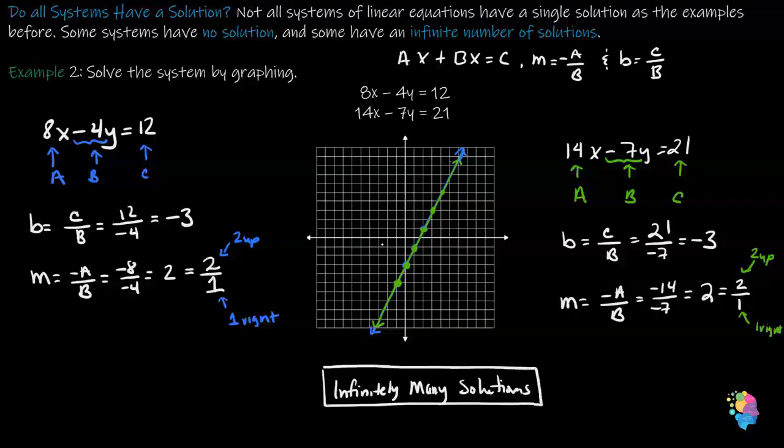Now, could we have seen that this was going to happen without graphing? Well, yes. If you go back to the first equation, the slope was 2 and the y-intercept was -3. On our second equation, the slope is also 2 and the y-intercept is -3. So because they have the same slope and the same y-intercept, that would mean that if we graph them, one line will land on top of the other, giving us infinitely many solutions.